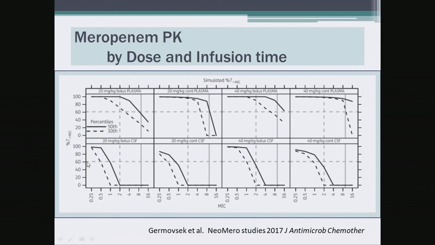This is a study from 2017 looking at bolus dosing versus continuous infusions, both at 20 milligrams per kilogram doses and 40 milligram per kilogram doses. And you can see for every dose that the continuous infusion stayed above the MIC longer than the bolus dosing.